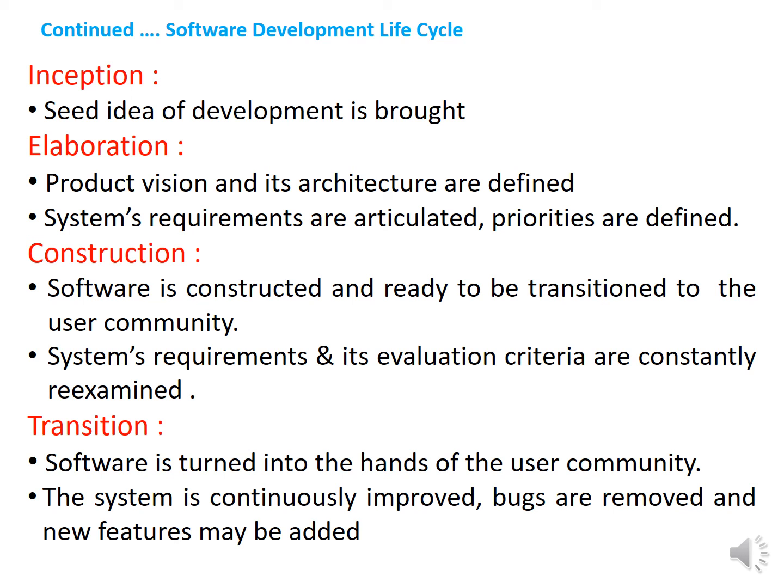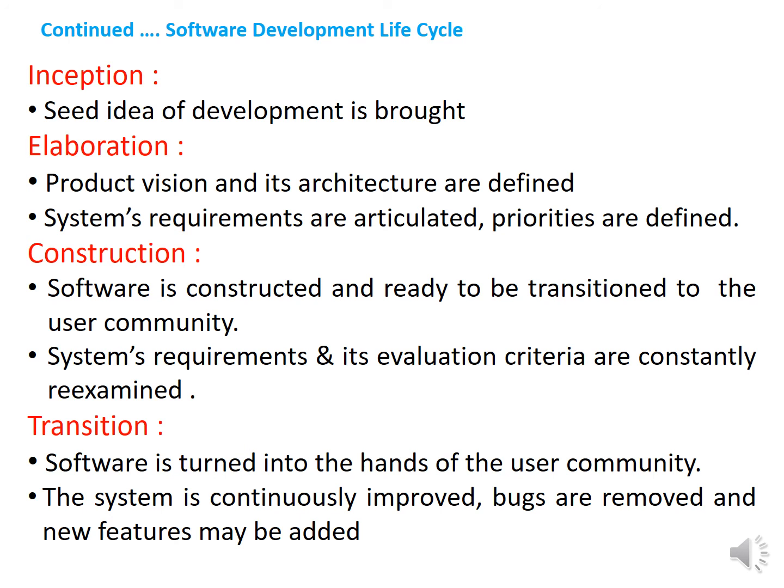The third phase is the construction phase. In this phase, the software is brought from an executable architectural baseline to being ready to be transitioned to the user community. Here, the system's requirements and its evaluation criteria are constantly re-examined against the business needs of the project.